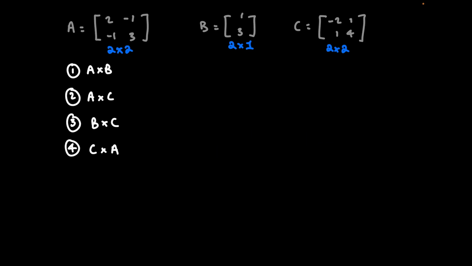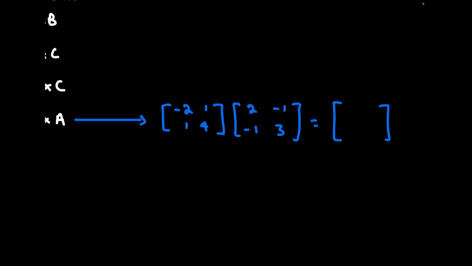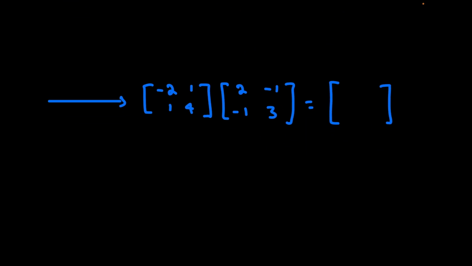Okay, and then the last question we have is C times A. C times A is the same as -2, 1, 1, 4 times A, which is 2, -1, -1, 3. So now let us work out the size of our final matrix and whether or not these two matrices are multipliable. The first one is a 2 by 2, second one is a 2 by 2. Can you multiply these two matrices together?